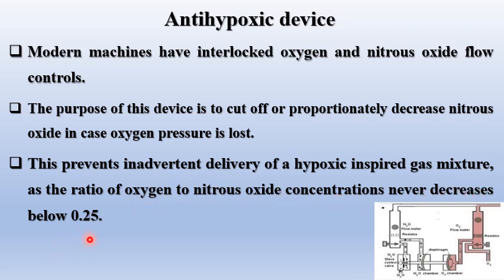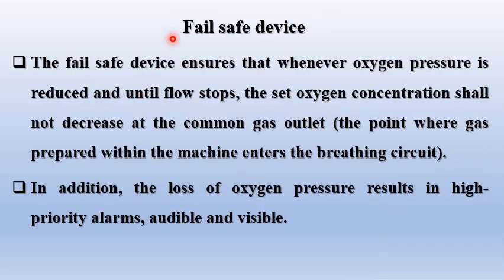decreases below 0.25. Another device, which is the fail-safe valve, ensures that whenever oxygen pressure is reduced and until flow stops, the set oxygen concentration shall not decrease at the common gas outlet. In addition, the loss of oxygen pressure results in high priority alarms, audible and visible.